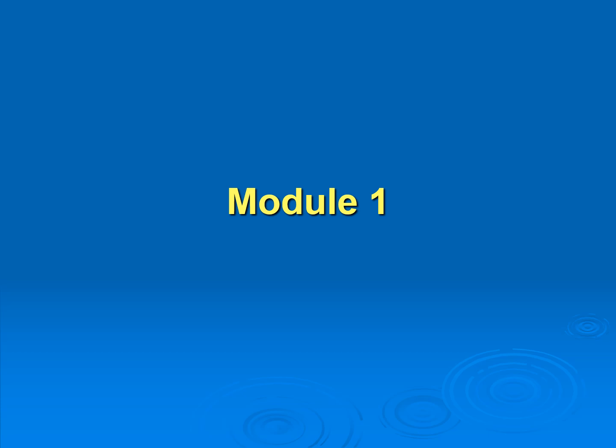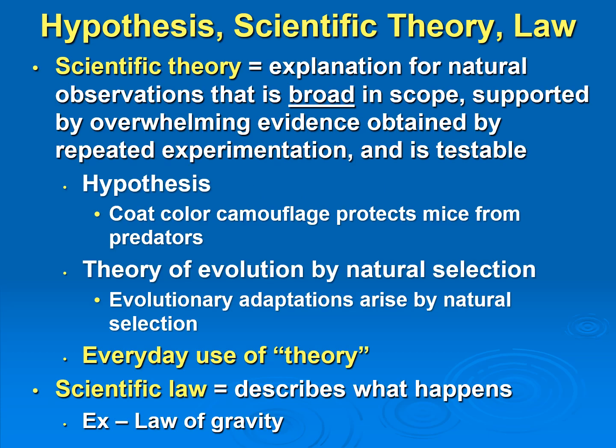We're going to take a look at scientific theories and pseudoscience. A scientific theory is just an explanation for natural observations that is broad in scope. So that's really different from a hypothesis, which is much more narrow in scope. And scientific theories are supported by overwhelming evidence obtained by repeated experimentation, and they're also testable.